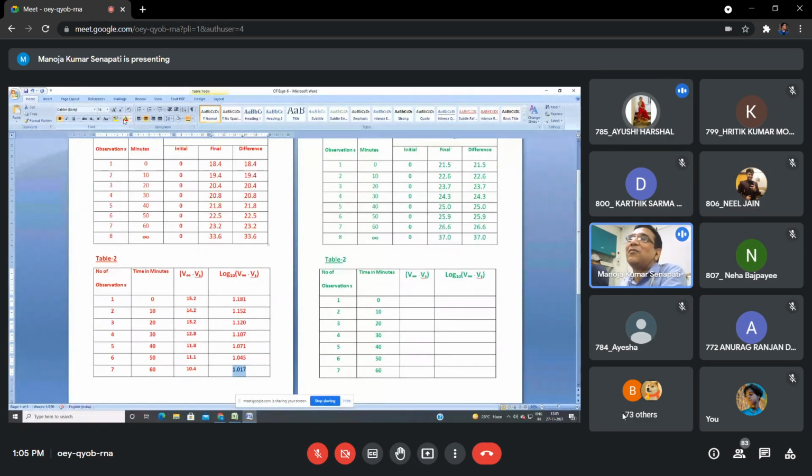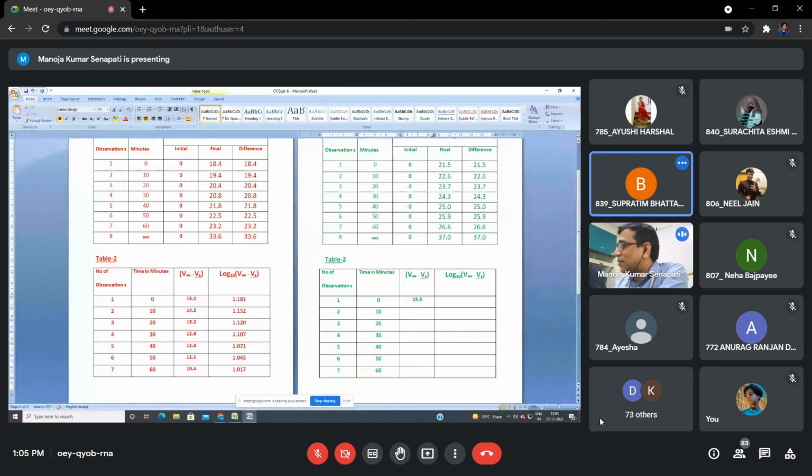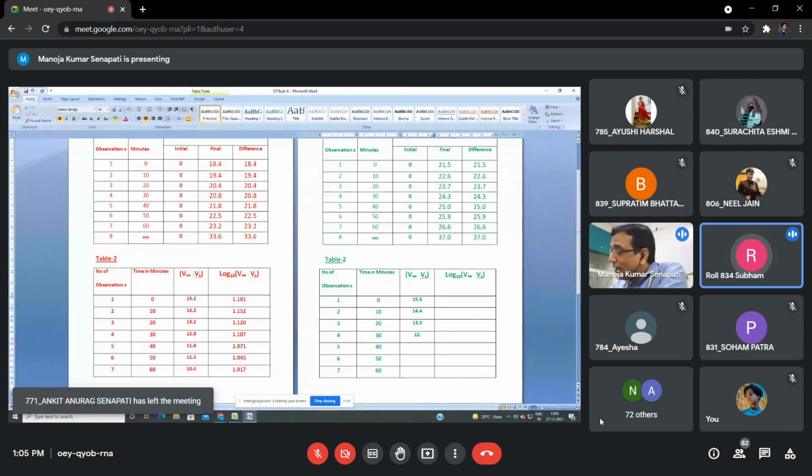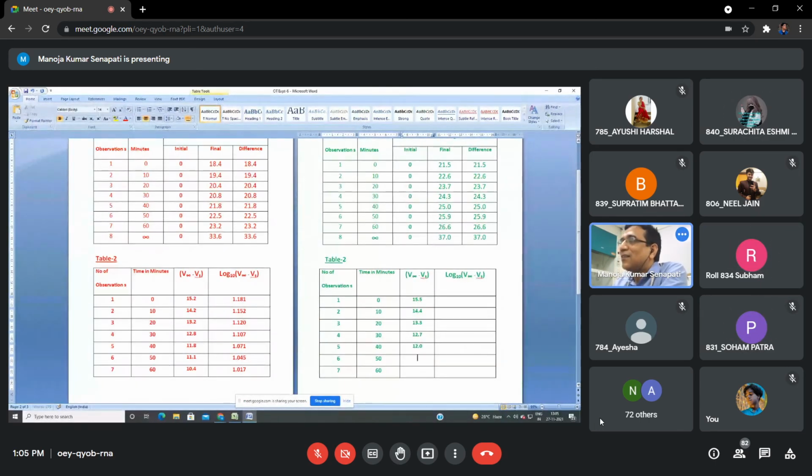Those who are with the green table, can you tell me? Quick. 15.5. Yes, next one. 14.5. Yes, next one. 13.3. Next one, 12.7. Next one, 12.0. Next. 11.1. Next. 10.4. Yes. Say the log value quickly.